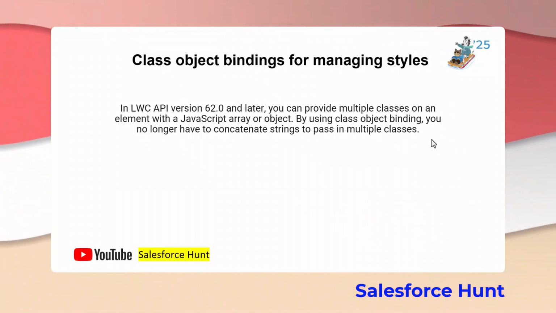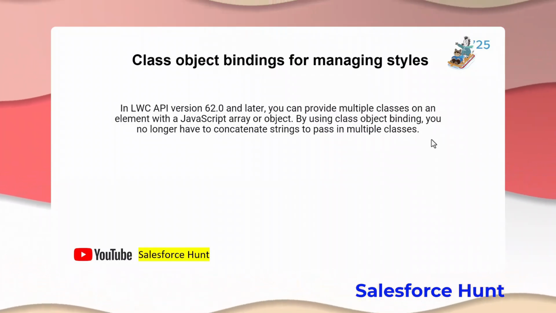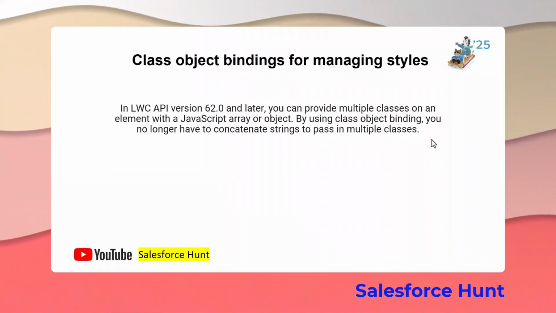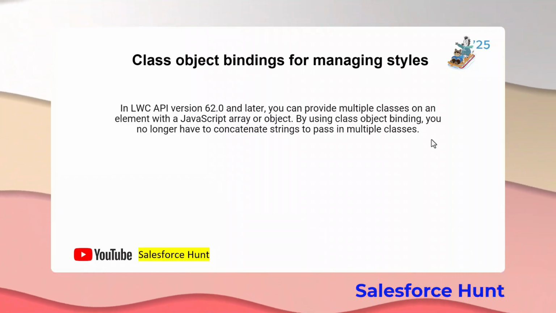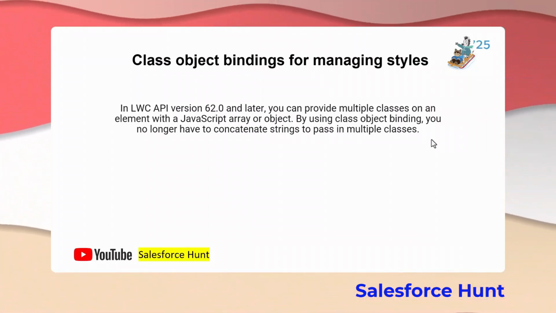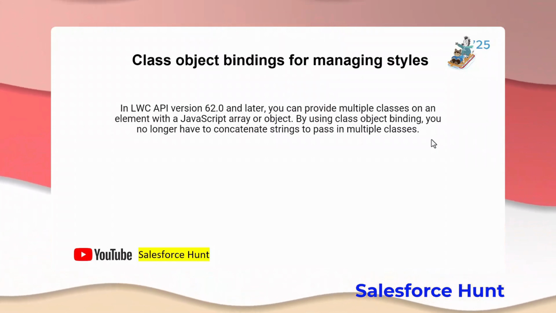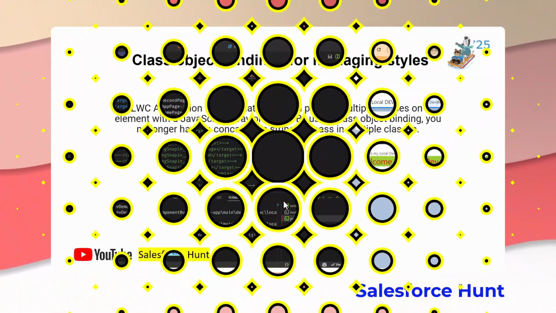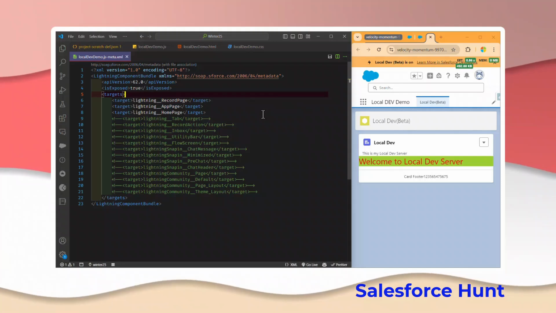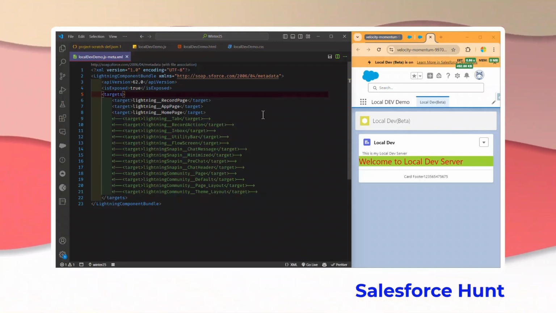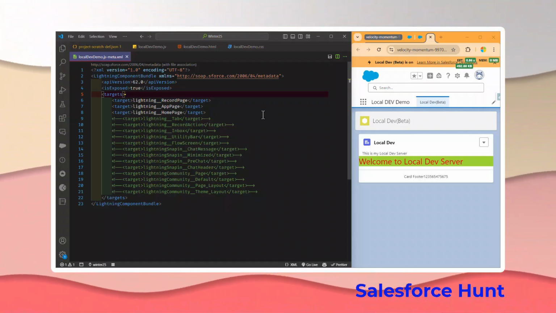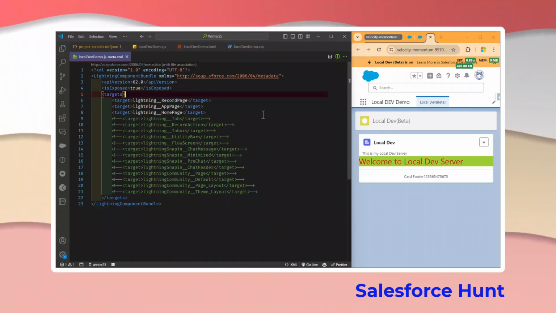In LWC API version 62.0 and later, you can provide multiple classes on an element within a JavaScript array or object. By using class object binding, you no longer have to concatenate strings to pass in multiple classes. So let's see this feature in action. Let me open my VS Code. This is my VS Code, right? Let me close this window and everything, and let me create a new component. This is the new enhancement. You have to learn these things, like class object binding for managing styles. So how can we use that? Let me show you here.